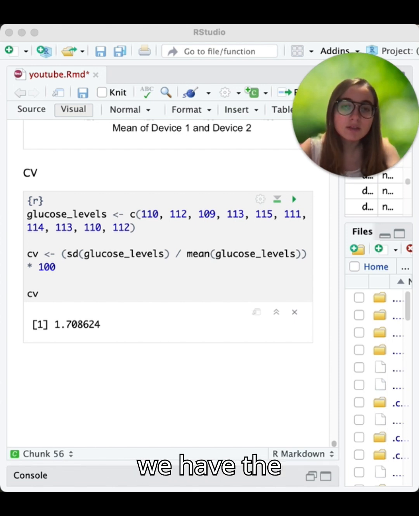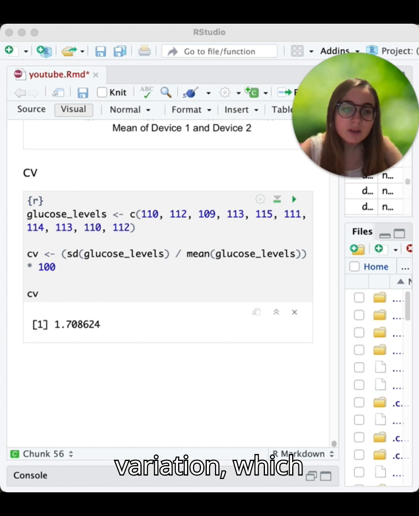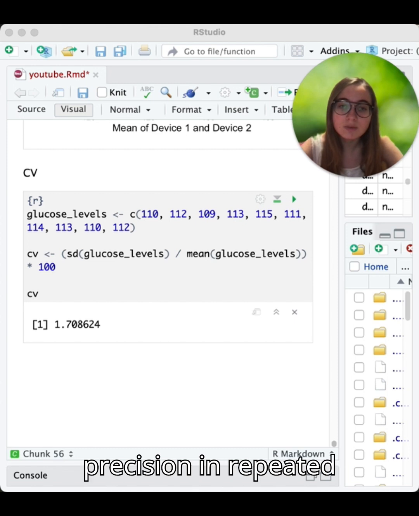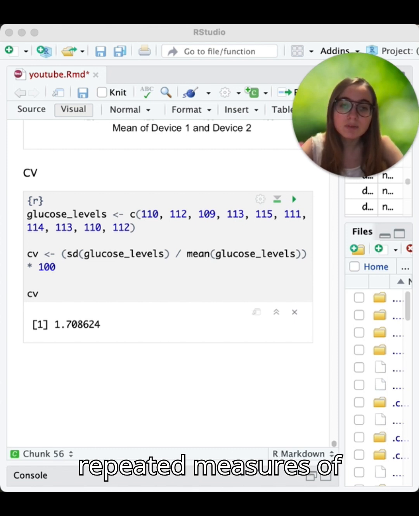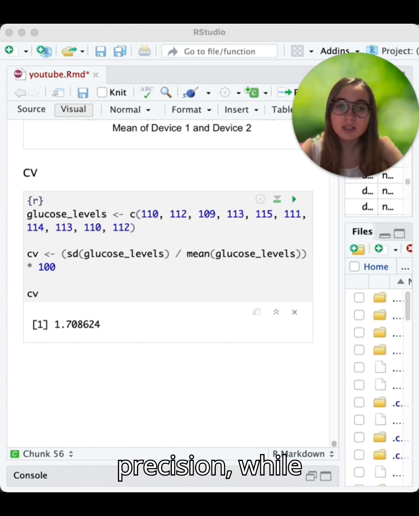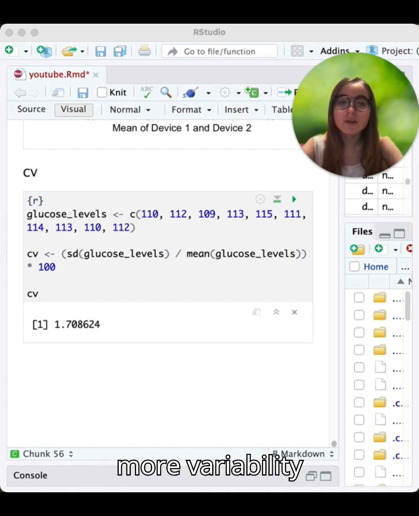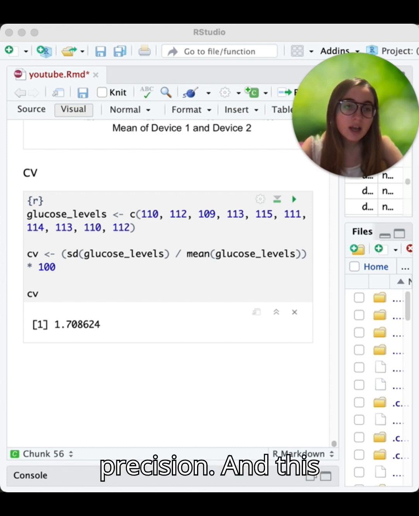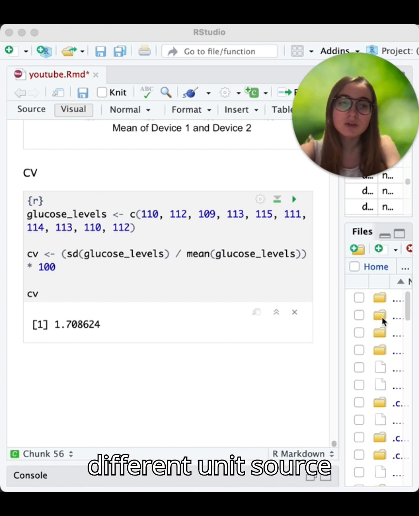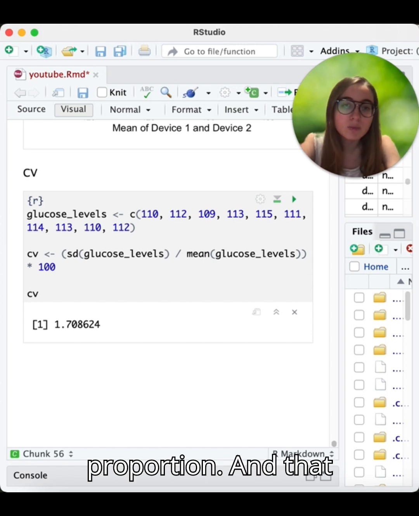And then we have the coefficient of variation, which measures relative variability as a percentage of the mean, indicating precision in repeated measures. We just need a single set of measurements or repeated measures of one variable. So here lower CV, mostly less than 5%, indicates high consistency and precision, while higher CV suggests more variability, indicating less precision. And this is used for assessing precision in repeated measurements, especially with different units or scales, because we are looking at the proportion.